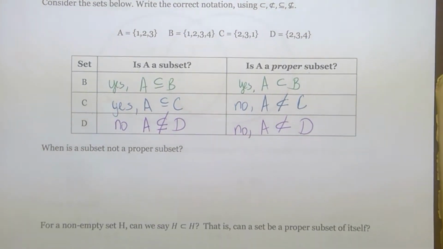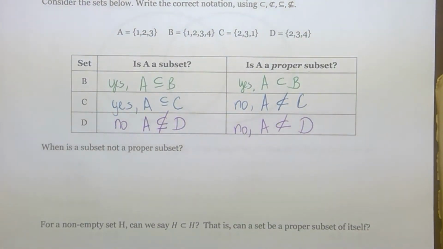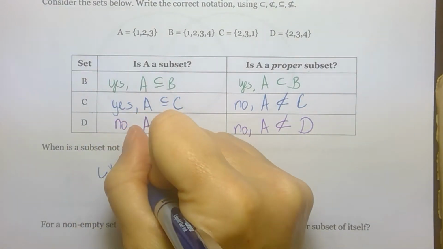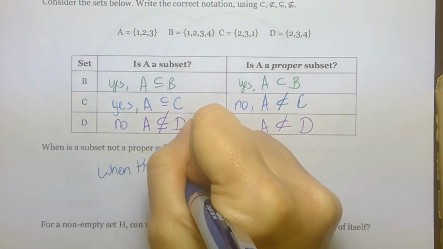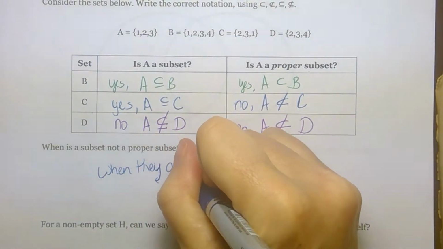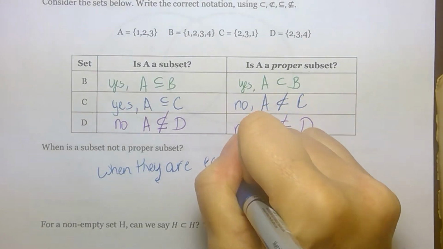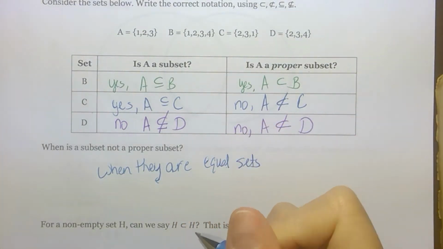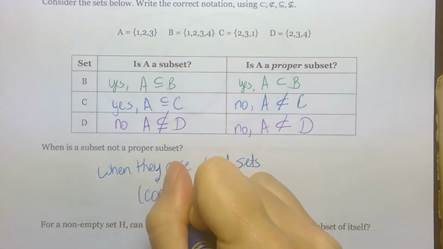Then we're asked a question, when is a subset not a proper subset? Well, a subset isn't a proper subset when they are equal. If they're equal sets, they contain all the same elements.